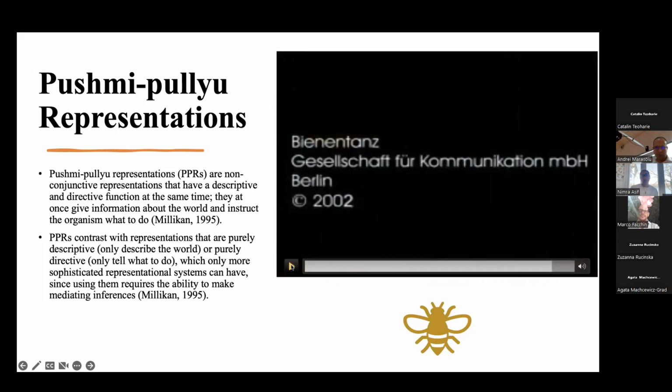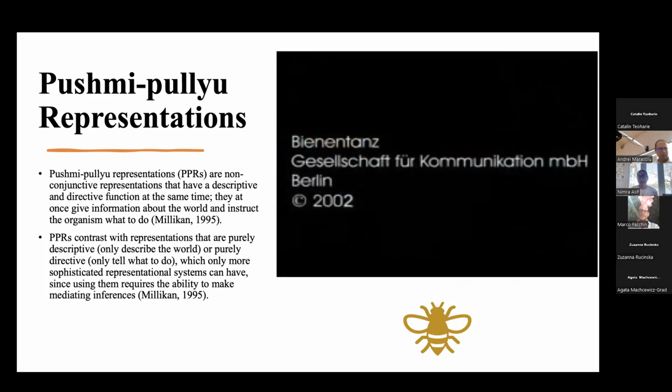So the bee dances, for example, can be described as PPRs. I'm not saying that they are PPRs. We would need empirical evidence to really make a strong conclusion about that, but they can be described as PPRs because the bee dances are giving other bees information about the location of the nectar, and at the same time, telling these bees to go retrieve the nectar. So when they get information that the nectar is located 90 degrees to the left or 60 degrees to the right, they fly in that direction.